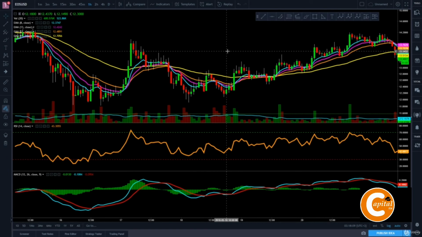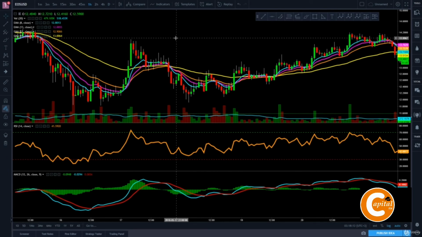Another setup that I prepared for you is this one right here, and I'm going to present you a quick trade that you could take when you see signs of bullish divergence on the MACD and on the RSI indicator as well. For this setup I am using EOS chart and I am on 1 hour time frame.